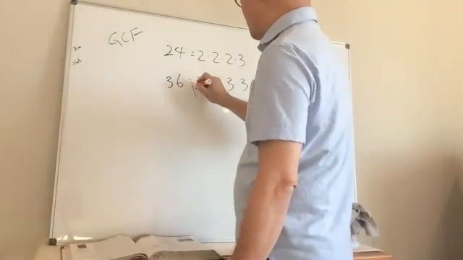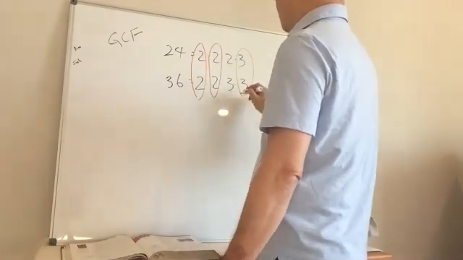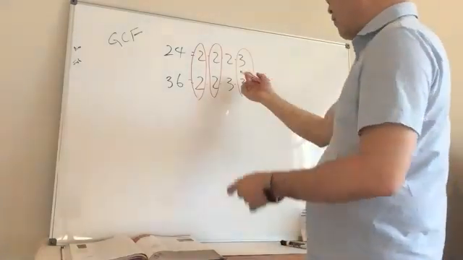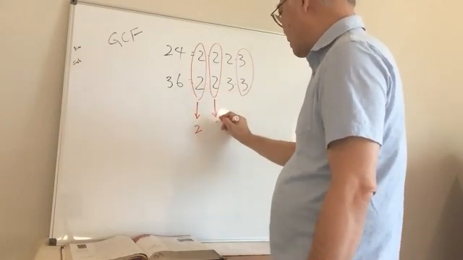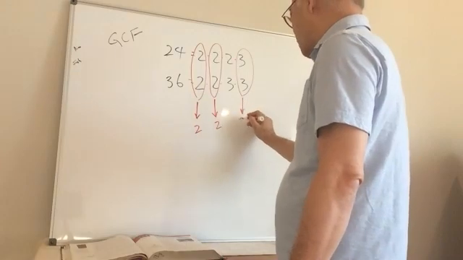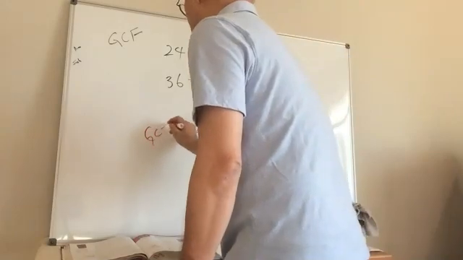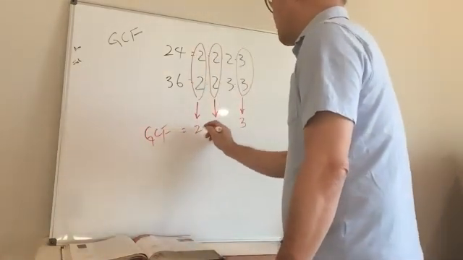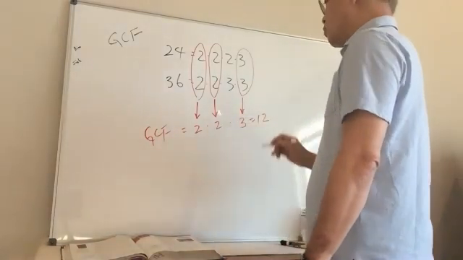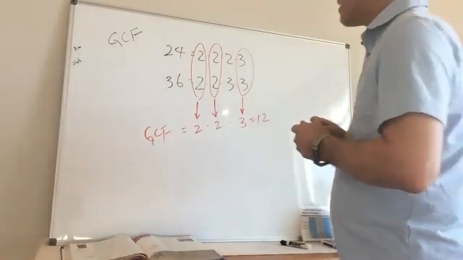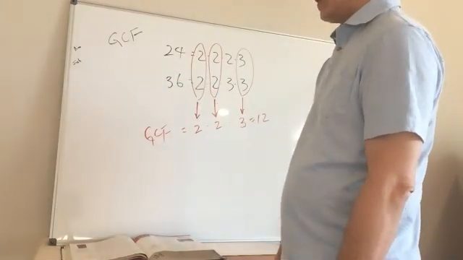So this one has 1, 2. There's another one. And here's another one, right? So from this, they're going to have a 2 in common. Over here, there's a 2 in common. Over here, there's a 3 in common, correct? So the GCF, the greatest common factor, is going to be 2 times 2 times 3, which happens to be 12, right? Because 12 is a factor of 24, and 12 is also a factor of 36.